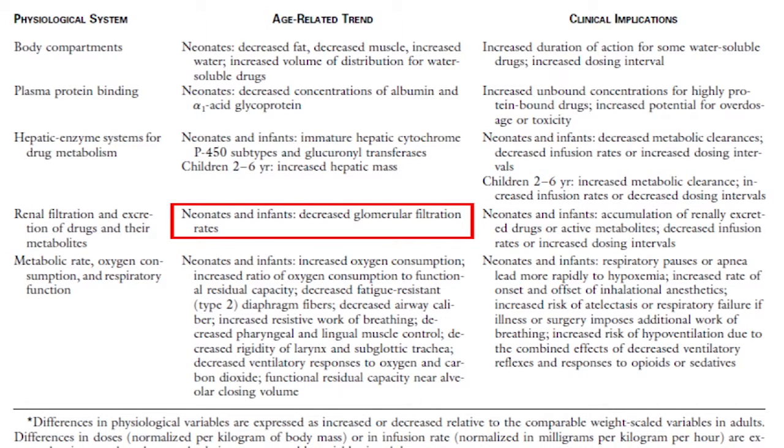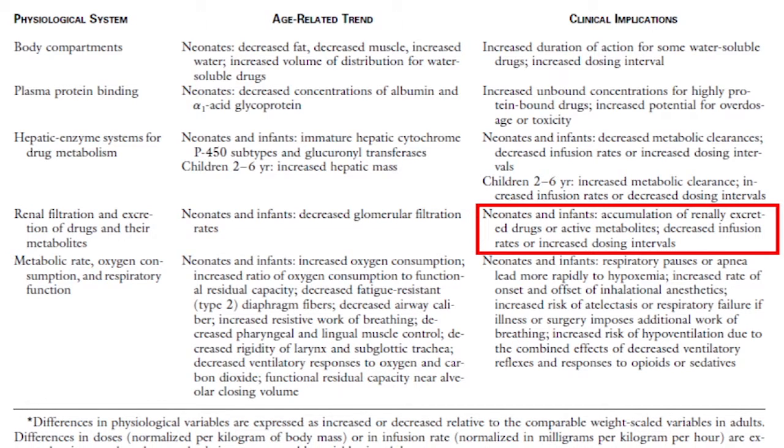As another example, neonates and infants have a decreased glomerular filtration rate, and thus they may have accumulation of renally excreted drugs or active metabolites requiring decreased infusion rates or increased dosing intervals to obtain good pain control.